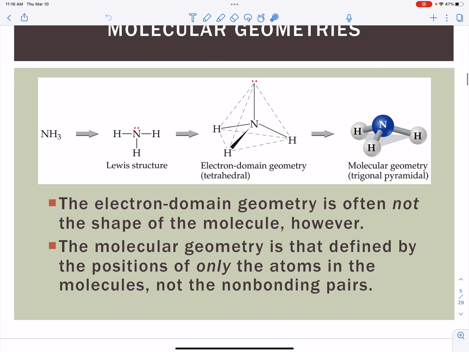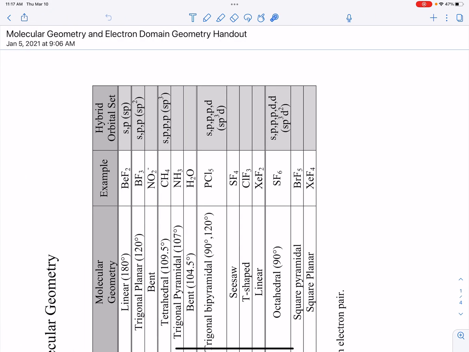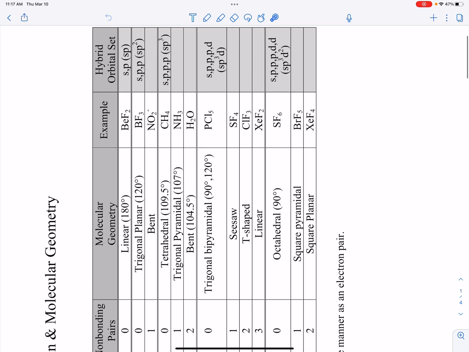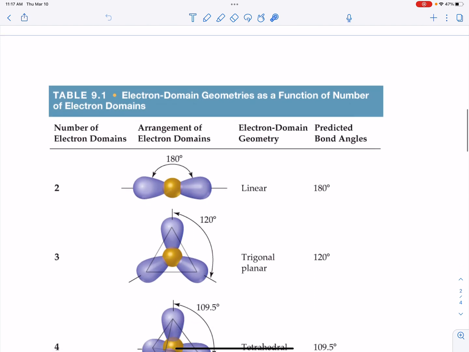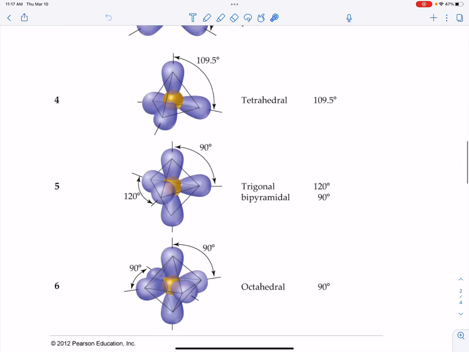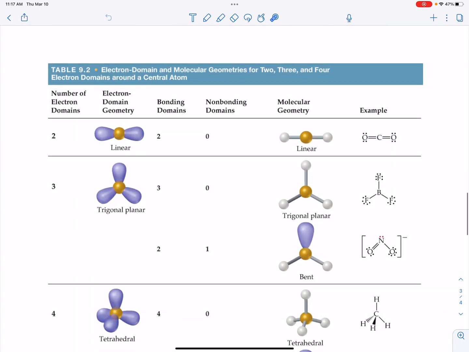Okay, I'm going to say you should all go to the handout. Now, this is linked on Canvas, and it has all of the electron domain geometries and molecular geometries. So here are all the electron domain geometries once again on this sheet. And then here are all the molecular geometries that you'll need to know. Okay, so for the linear electron domain geometry, when there's 2 domains, if both of those contain bonds, then we call this linear. All right, so like carbon dioxide is a good example.